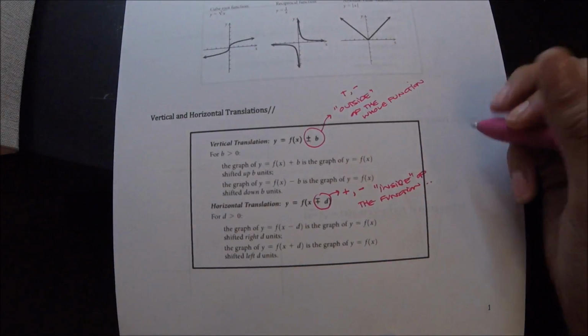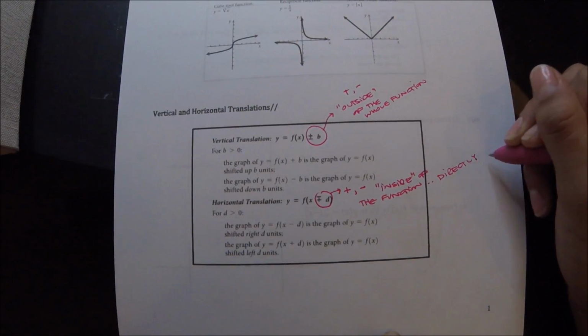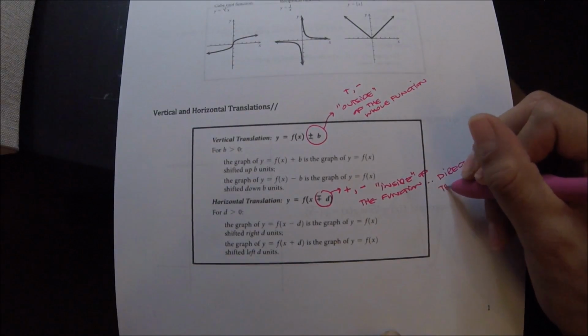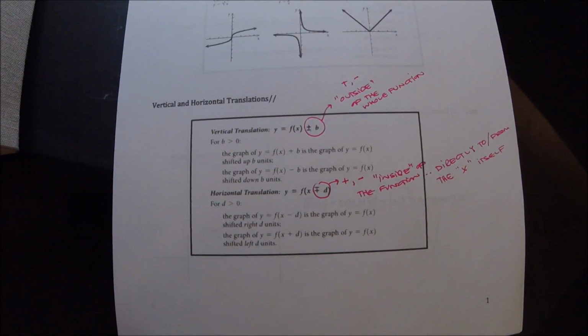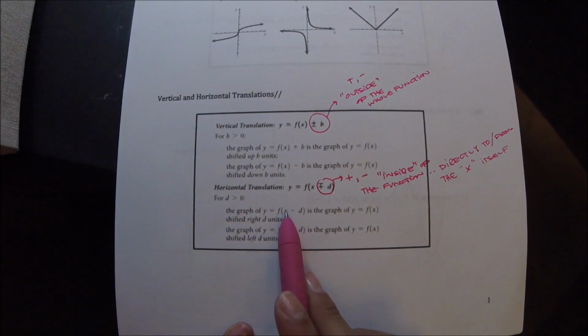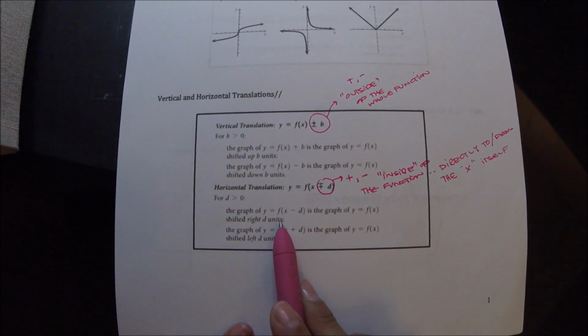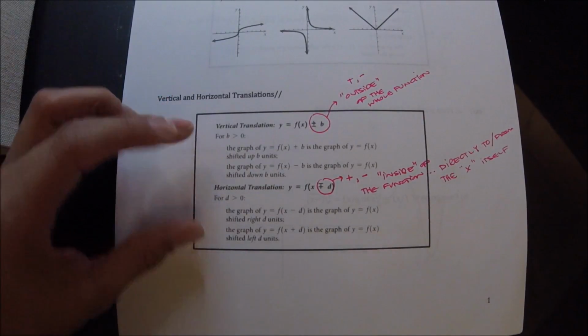And I also like to think of this as maybe the numbers being directly added to or subtracted from the x itself. And when that happens, the graph will get shifted left or right. And so what this is saying down here is if you have the x minus a number, then you're going to shift right d units, and a number added to the x, you're going to shift everything left d units. So for now, let's just practice these types of translations on the next page.